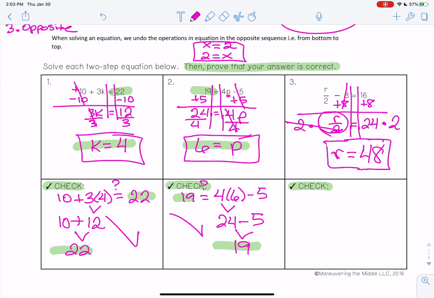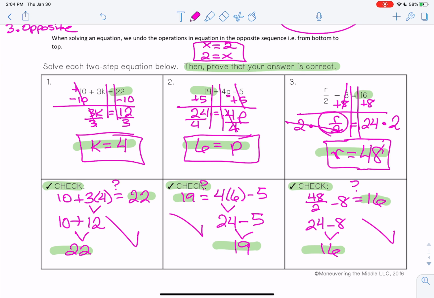And for 3, it was r divided by 2 minus 8. Well, in this case, we said that r was 48, so it should be 48 divided by 2 minus 8 should give us a 16, right? Because it says 16 here in the answer. So let's see. 48 divided by 2 is 24. 24 minus 8 is 16. So we got 16, and that's the answer we were supposed to get. They match, so therefore it's correct.